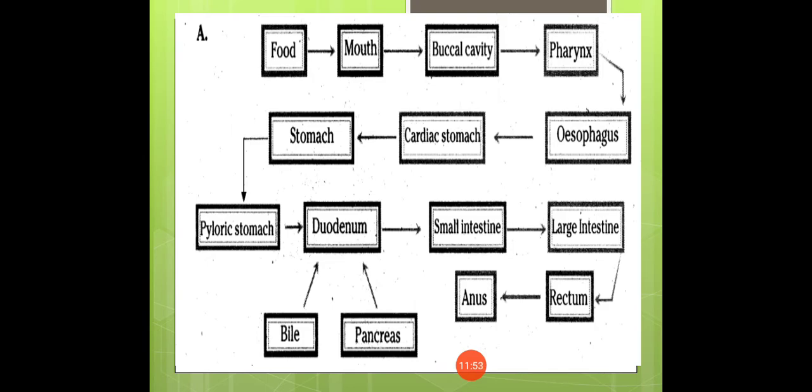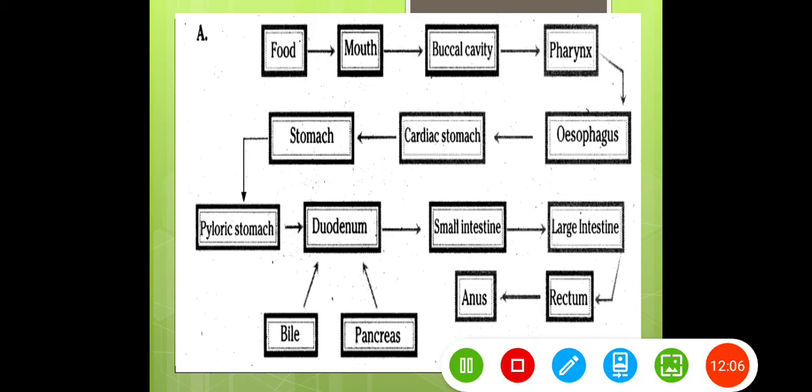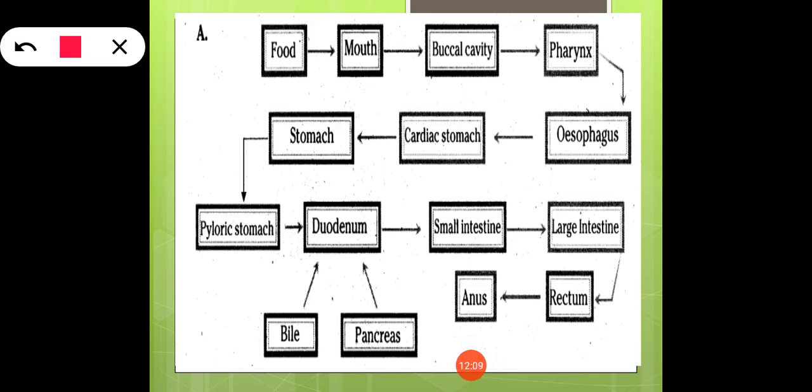The food materials are broken down into smaller substances. Now the broken down food enters the small intestine. The small intestine is divided into three parts. The upper part is known as the duodenum, the middle part is known as the jejunum, and the lower part is known as the ileum.